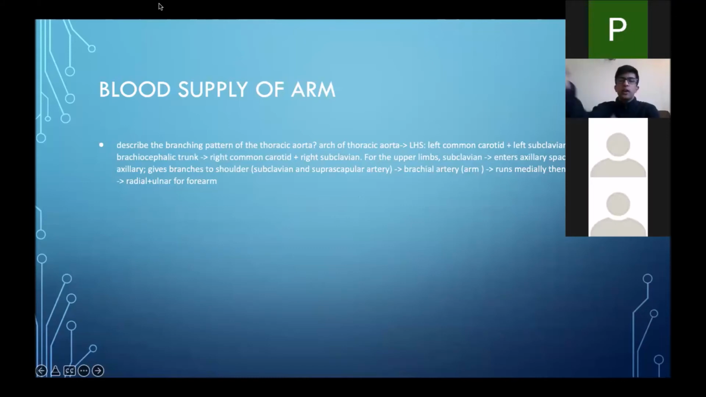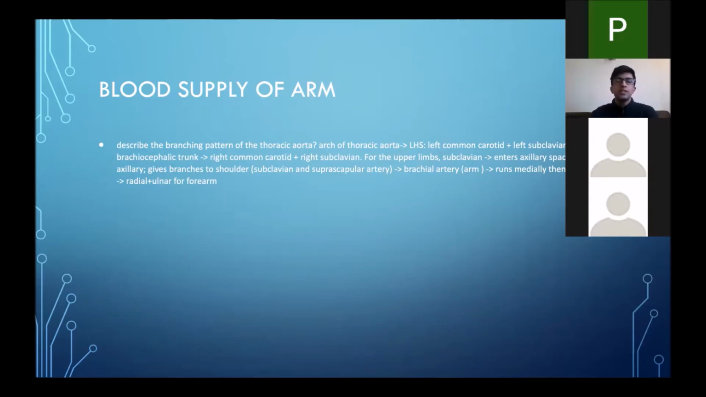So now you have the arm, and this slide just gives you an overarching idea of the thoracic aorta before we talk about the blood supply of the arm. So you have the thorax, you have the arch of the thoracic aorta, and on the left-hand side, it goes into the left common carotid and left subclavian, so under the clavicle. But on the right-hand side, it goes into the brachiocephalic trunk, then goes into the common carotid and subclavian.